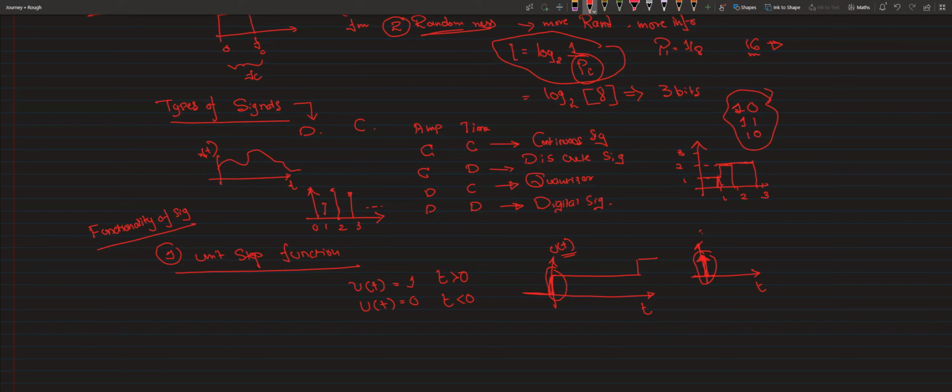But mathematically, if someone asks for u of 0, you can represent it as half. It's the average of the two values, half. Mathematically, u of 0 is half. So what is u of minus t actually?